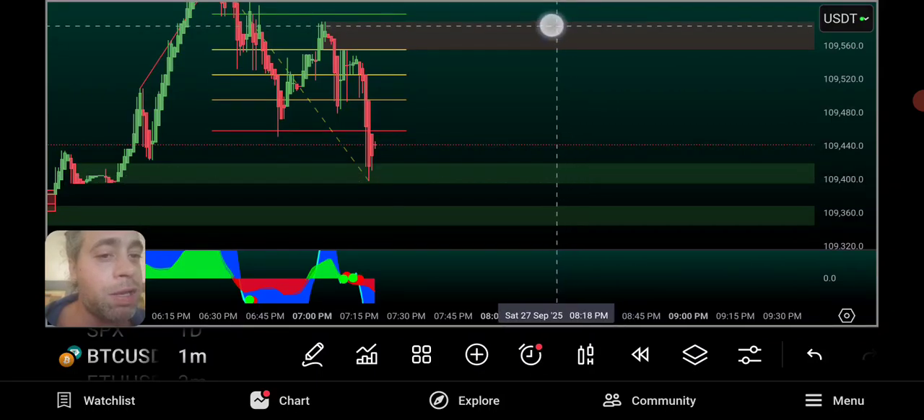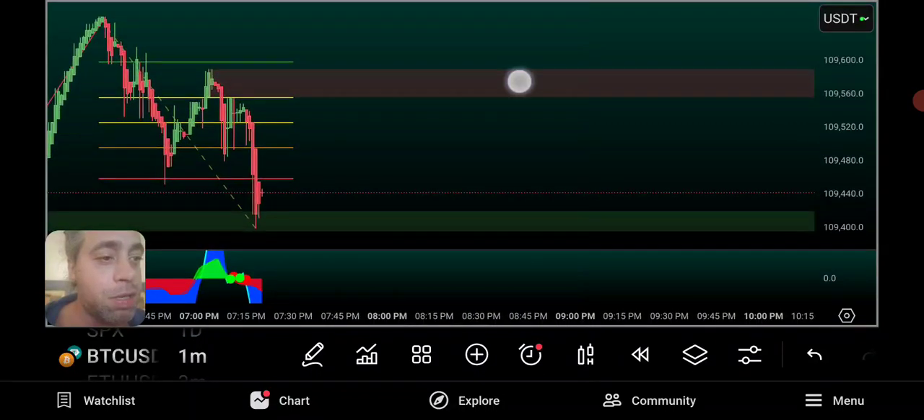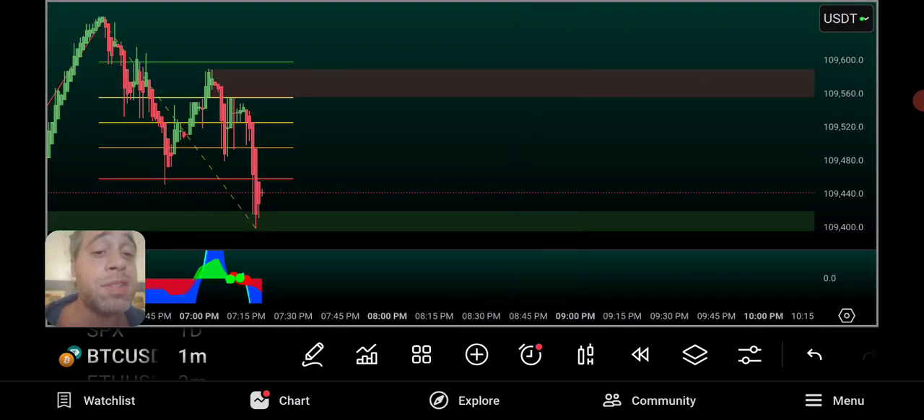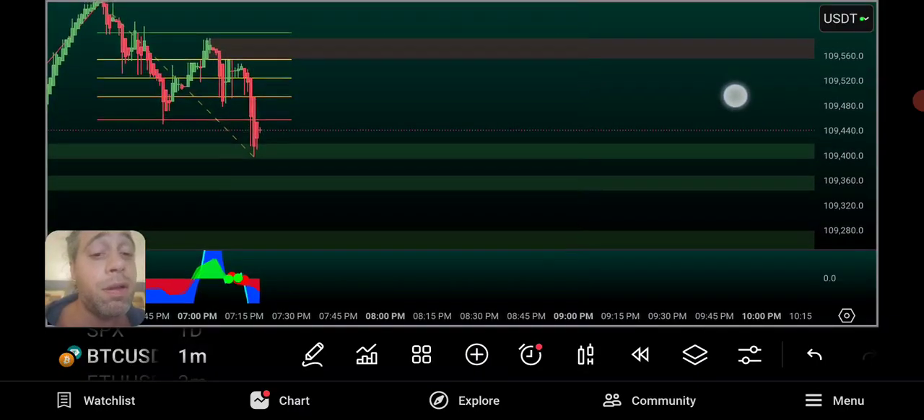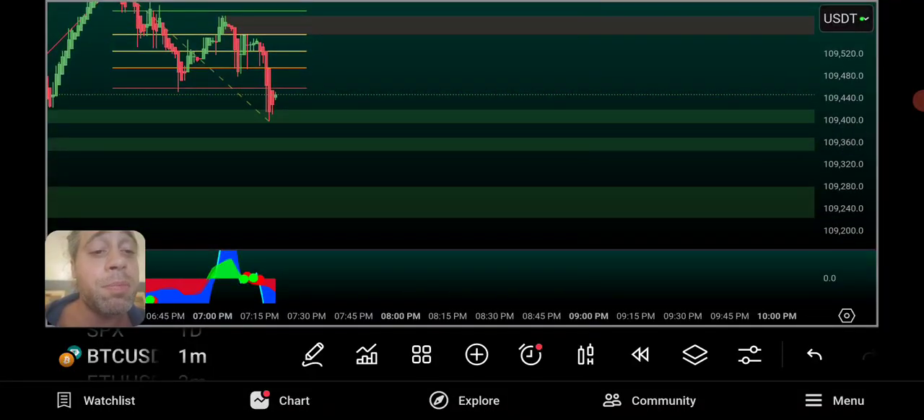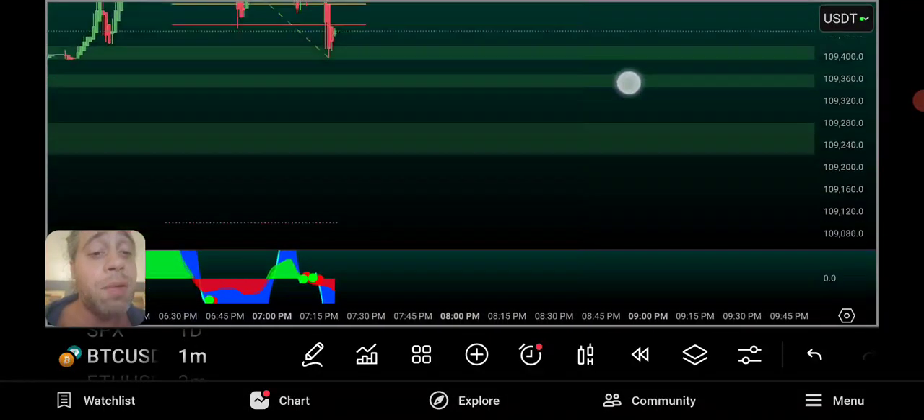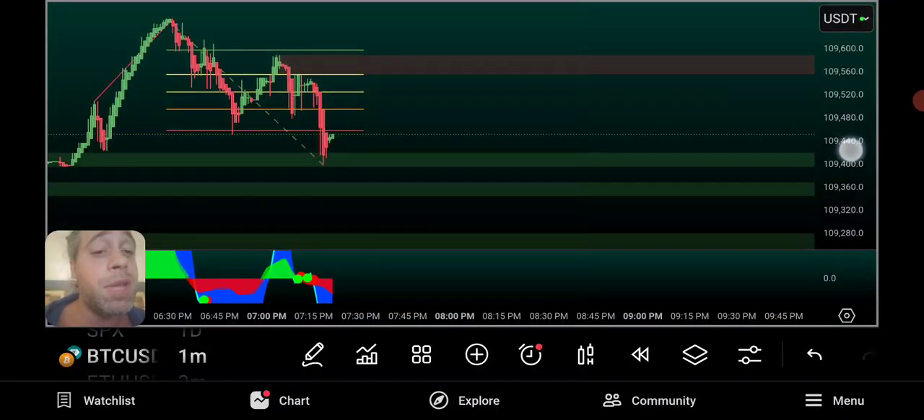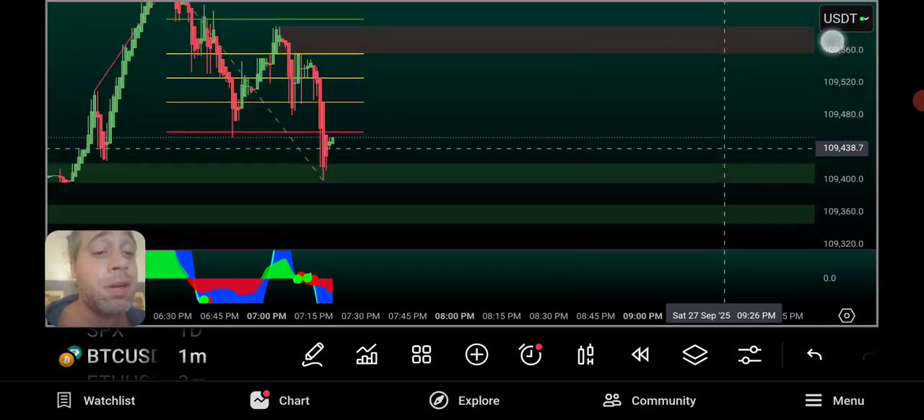109.4 and 109.5. So it's like a $1,000 range. We'll either break these buy walls here downward, or we'll break the sell wall above. But those are where the major orders have been placed by the market maker.